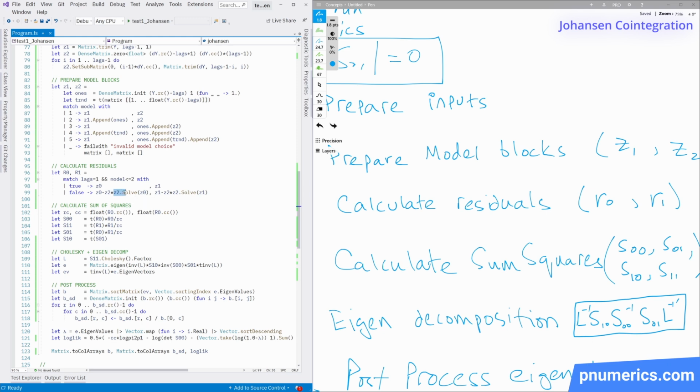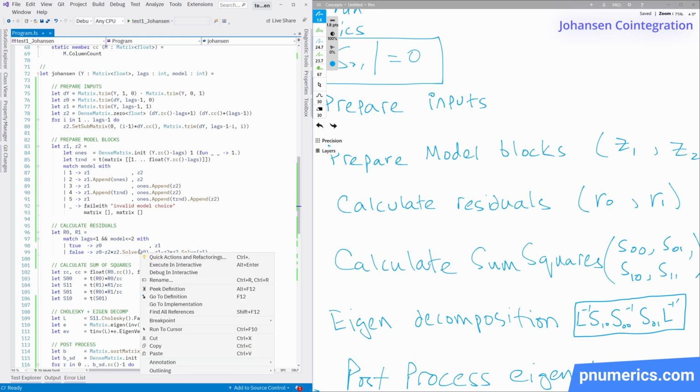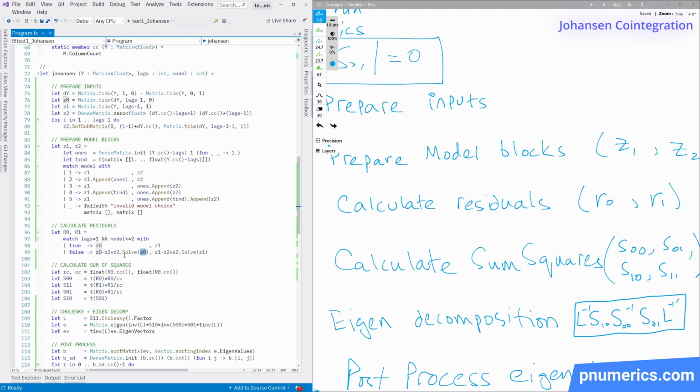Notice that this here, Z2 solves Z1, gives you the coefficients of Z2 against Z0. What is Z2? Z2 is the wide difference matrix. So you're regressing the wide difference matrix on Z0, which is the difference matrix. This is the narrow difference matrix. Okay, so you're taking the wide difference matrix Z2, regressing it on the narrow difference matrix Z0, and coming up with the coefficients for that, coming up with an estimate of Z2, and getting the residuals against Z0. Okay, which is the narrow difference matrix.